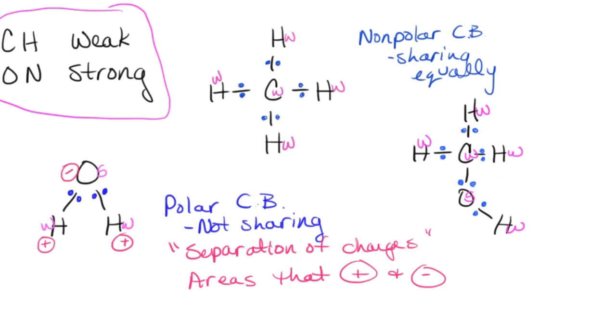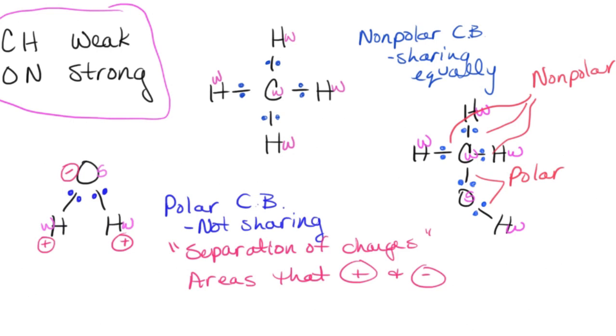So if we were to label these as polar or nonpolar covalent bonds, we've got these three right here, which are all going to be nonpolar. And then we've got two down here, which are going to be polar covalent bonds. Notice it's very possible for a molecule to be made up of a mixture of nonpolar covalent bonds and polar covalent bonds.